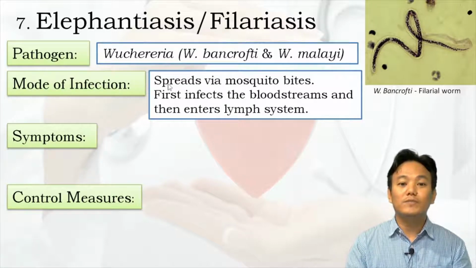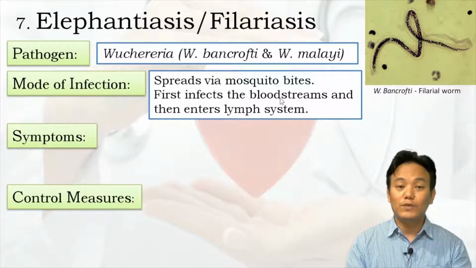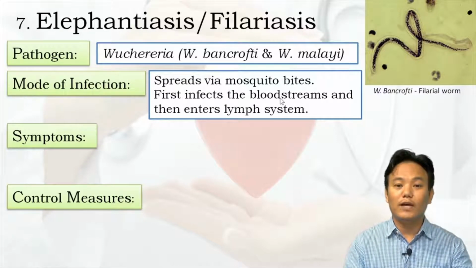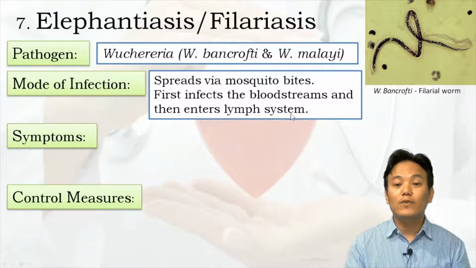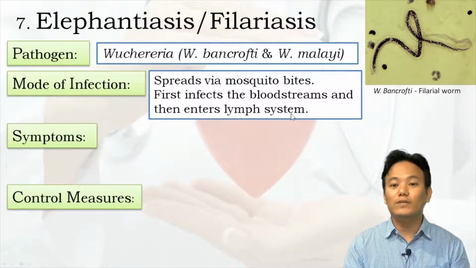Okay, so it spreads by mosquito bites, and it first infects the bloodstream. When an infected mosquito bites a healthy human being, the parasite first infects the bloodstream, and from the bloodstream it will move into the lymphatic system, where it will mature and cause all the complications.